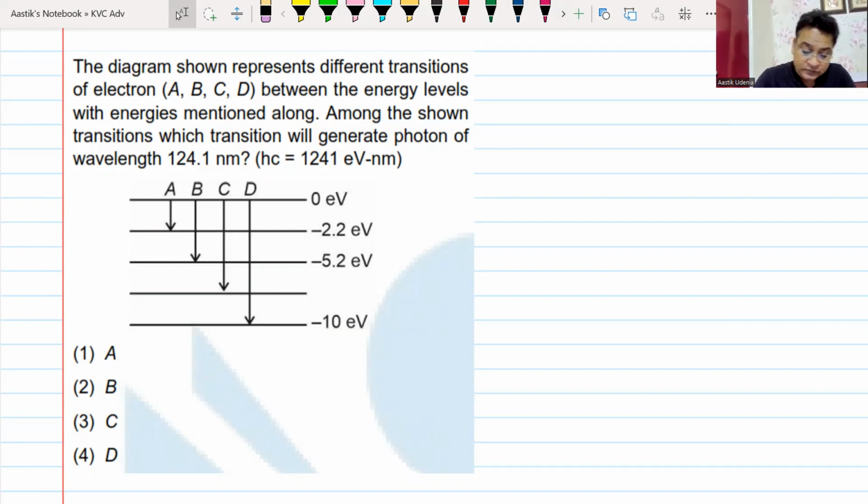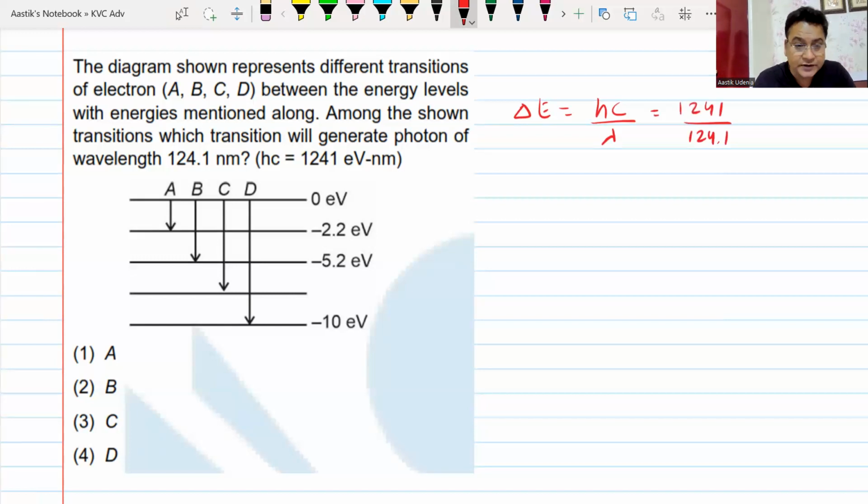124.1? You understand that the energy difference will be equal to hc by lambda. hc can be written as 1240 electron volt nanometers. So you just have to find out what should be the energy difference. So I can write it as 1240 divided by 124.1. So I will have approximately 10 electron volts. The energy difference has to be 10 electron volts, which is only available between 0 and 10. That is transition D. And that, my dear friends, is your answer. We understand this?